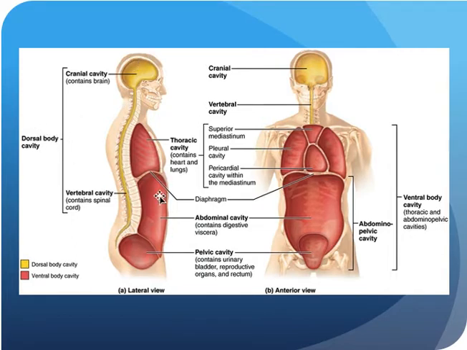Okay. And then this part up in the front here is going to be my ventral body cavity. I can see that my brain and my spine are in one spot, and then my area for my lungs and my stomach and my abdomen are going to be in another spot. So it's a good one to make sure that you can label.